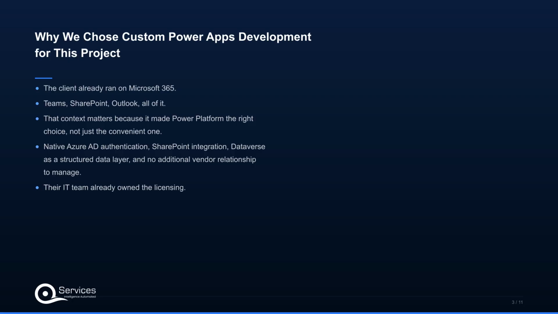Let's talk about why we chose custom Power Apps development for this project. The client already ran on Microsoft 365: Teams, SharePoint, Outlook, all of it. That context matters because it made Power Platform the right choice, not just the convenient one. When a company is embedded in the Microsoft ecosystem, custom Power Apps development using Power Platform carries real advantages over external SaaS tools or from-scratch custom code.